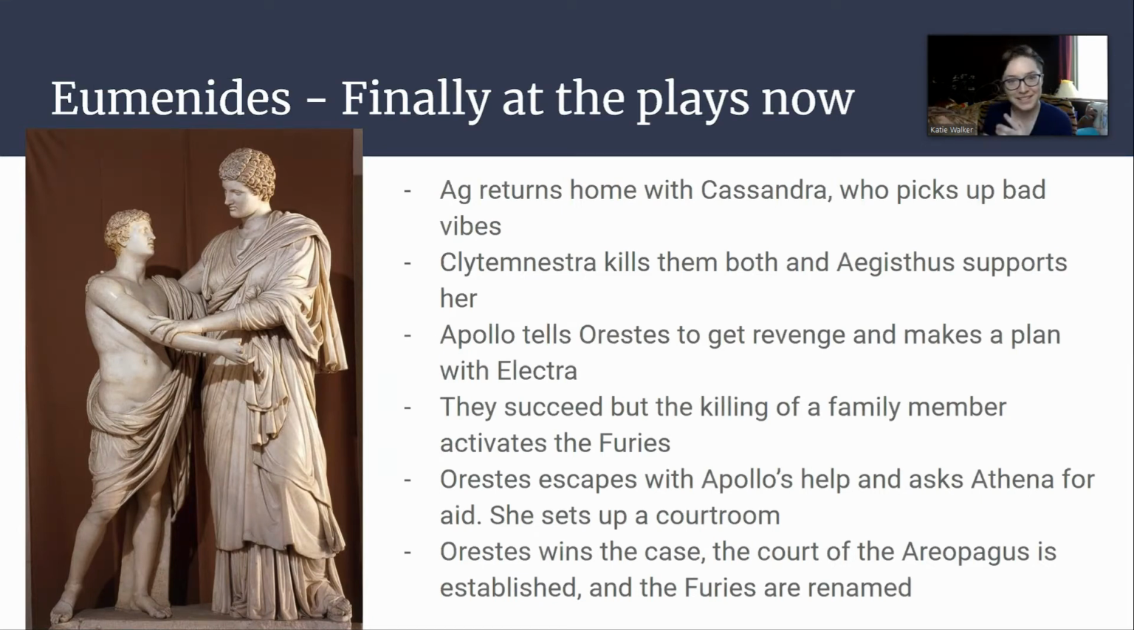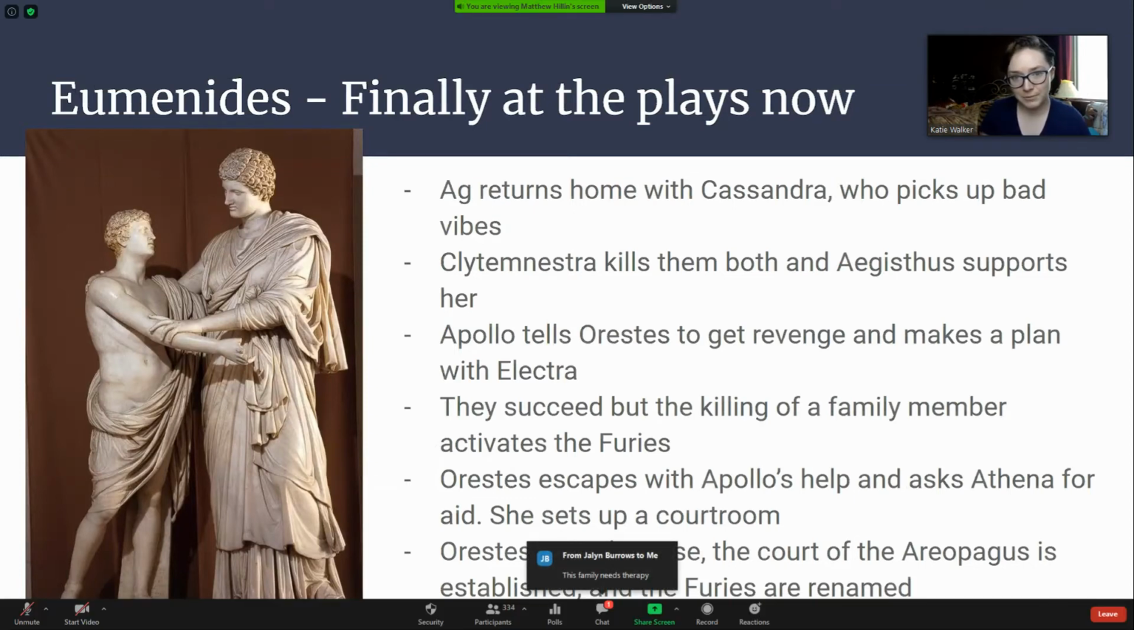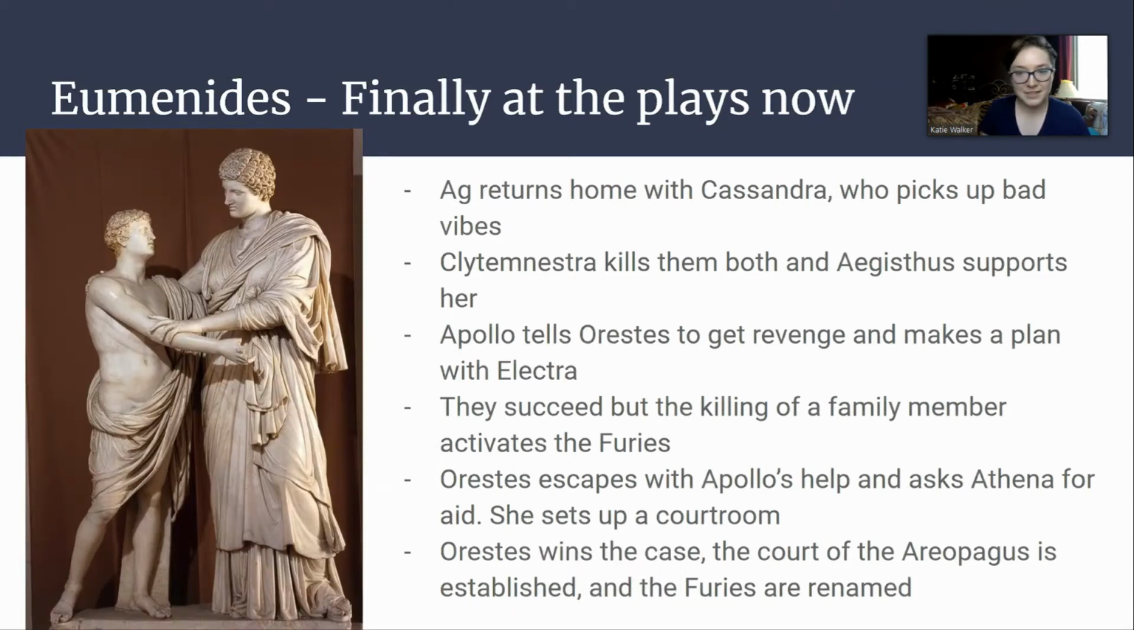So then we move on to the second part of the trilogy, which is the Libation Bearers. Orestes, who's another one of the children of Agamemnon, comes home and he meets up with his sister Electra. And Apollo's like, y'all need to get revenge. So they work together and they kill Clytemnestra and Aegisthus. But the Furies do not like it when you kill a family member. That's a big no-no. You cannot commit the crime of killing a family member. It didn't count when Clytemnestra killed Agamemnon because they were married and weren't related. So, yeah, that's not how that works.